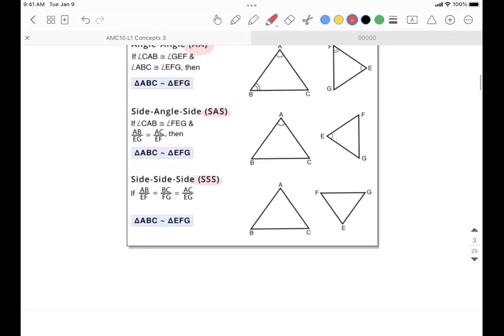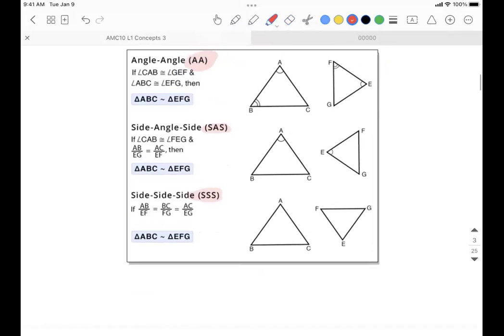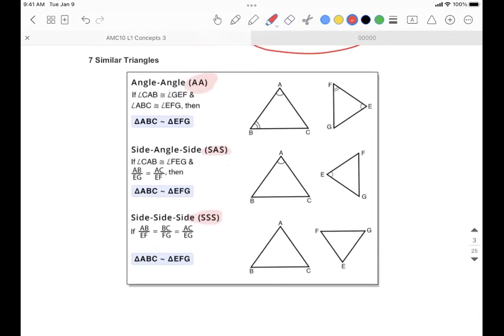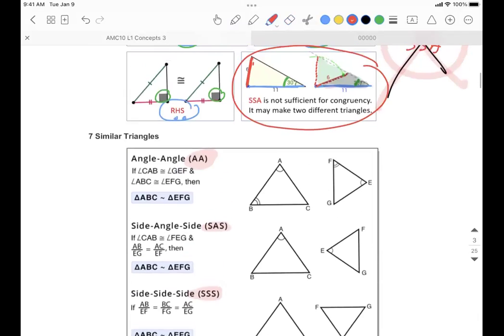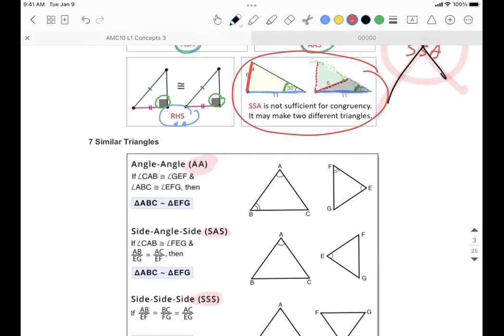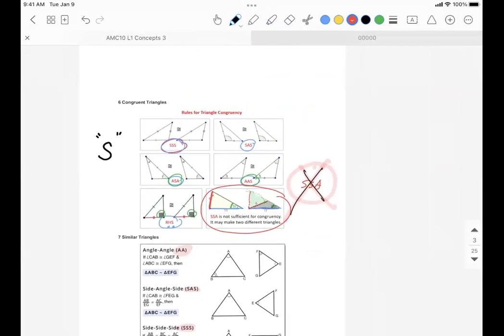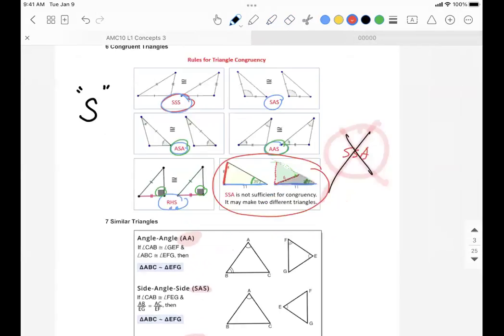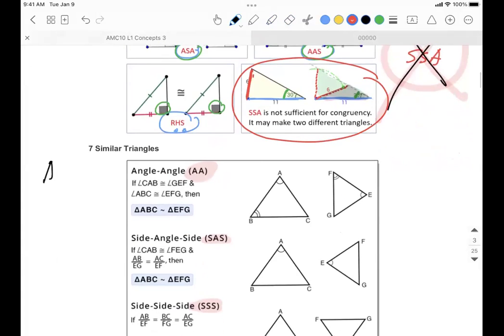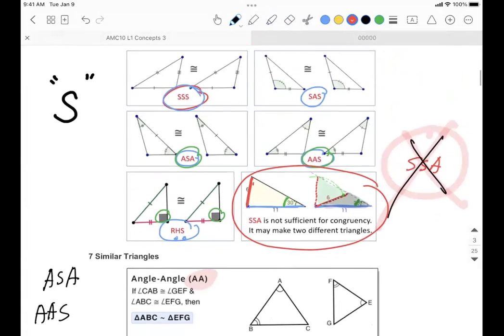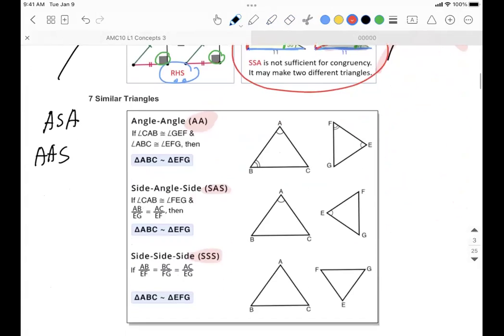Or you have three sides. So these will make sure two triangles are congruent to each other. Well, people will keep saying, hey, Alex, if I do a comparison between the congruency and the similarity, I should have the ASA and AAS, right? And this is what I got from the congruency. How come I do not have it here in the similarity?